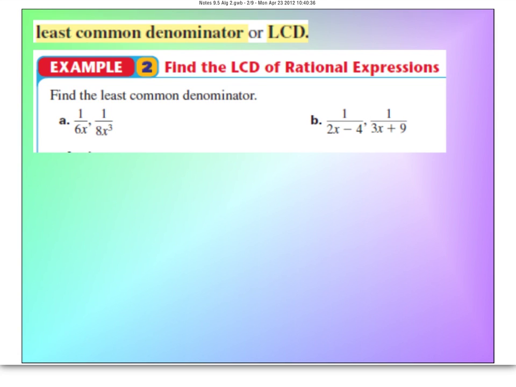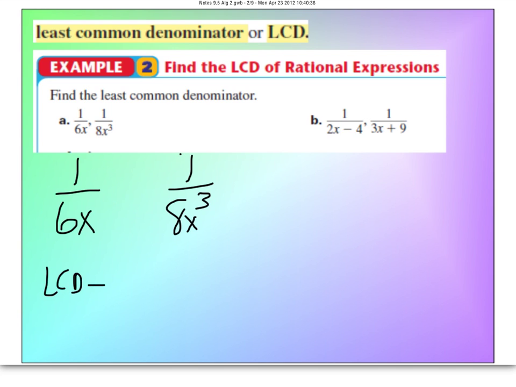Now, before we start adding and subtracting these, let's talk about how you find that least common denominator. So the question here for learning objective B, this first one says, if I wanted to bring together, and I don't know if I'm going to add or subtract, they haven't told me yet and it doesn't matter, if I bring together 1 over 6x and 1 over 8x cubed, what is their common denominator? And here's the easiest way to do it. And I'll just put on here the least common denominator.